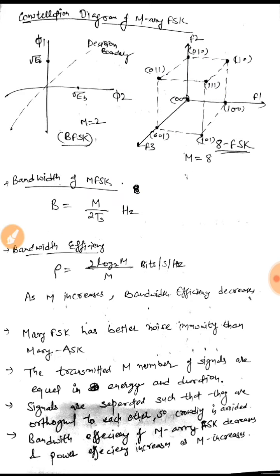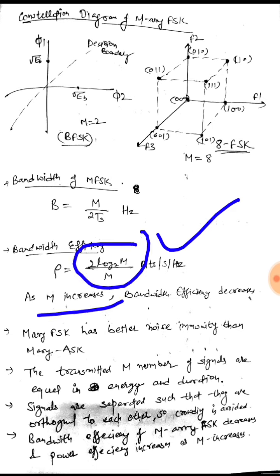Bandwidth efficiency of M-array FSK can be given as 2 log2 M divided by M, which would come in bits per second per hertz. So as you can see from this formula, as M increases, the bandwidth efficiency decreases. As we increase the number of levels, the efficiency would decrease.